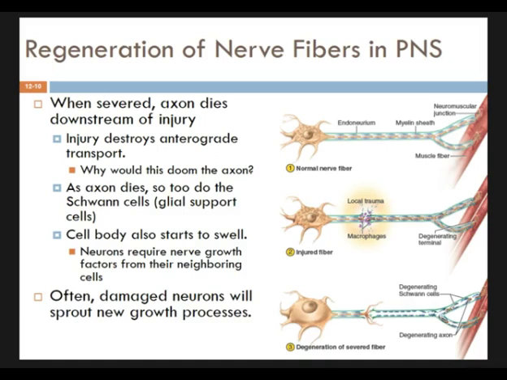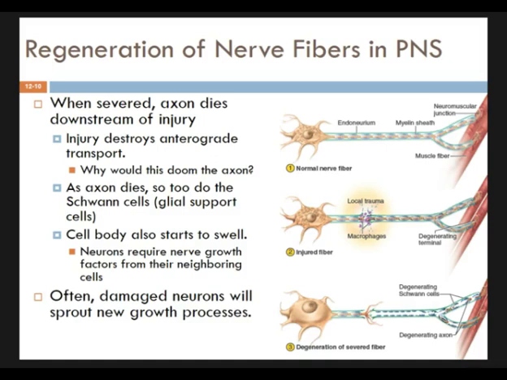So we've destroyed anterograde transport, and as a result, I said, why would this doom the axon? Stuff can't get down there. Protein products, for example, cannot get down from the cell body to the ends of the axon, so they're just going to starve and die. But what will happen is you'll get a response. You'll see the nerve fiber will start to swell. There'll be growth factors that will be released in response to this. I don't know why they swell, but they just do.